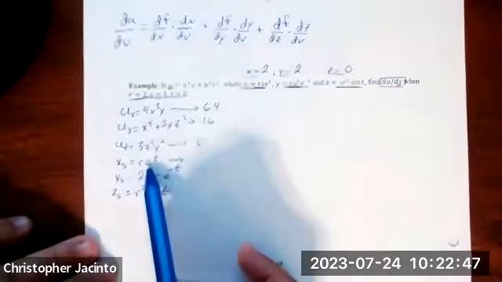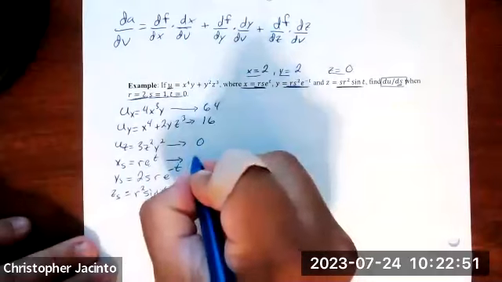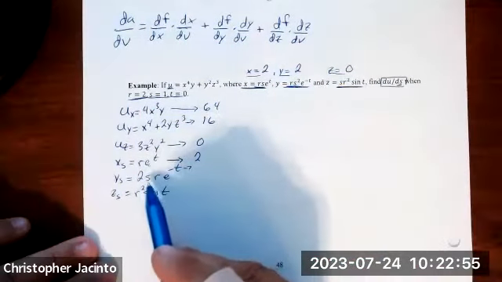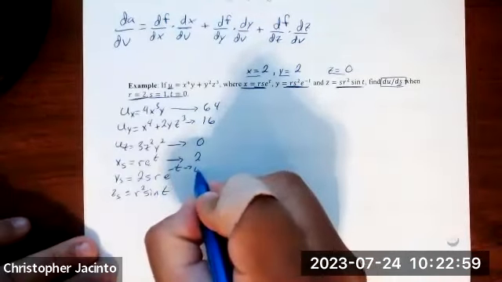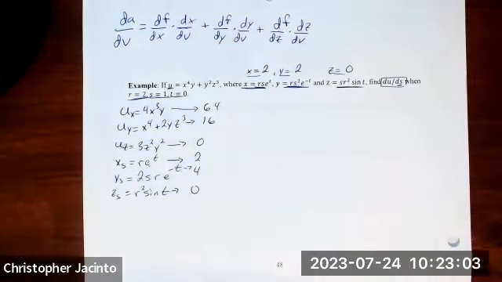All right, so e to the 0 is 1. 1 times 2 is 2. e to the 0 is 1. So 2 times 1 is 2, times 2 is 4. And then finally, this is going to be 0, so t to 0 is 0, or sine of 0 is 0.